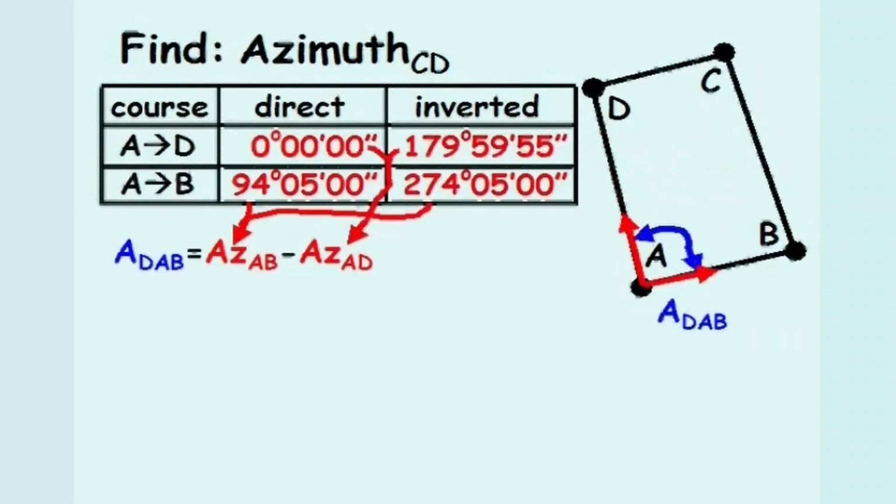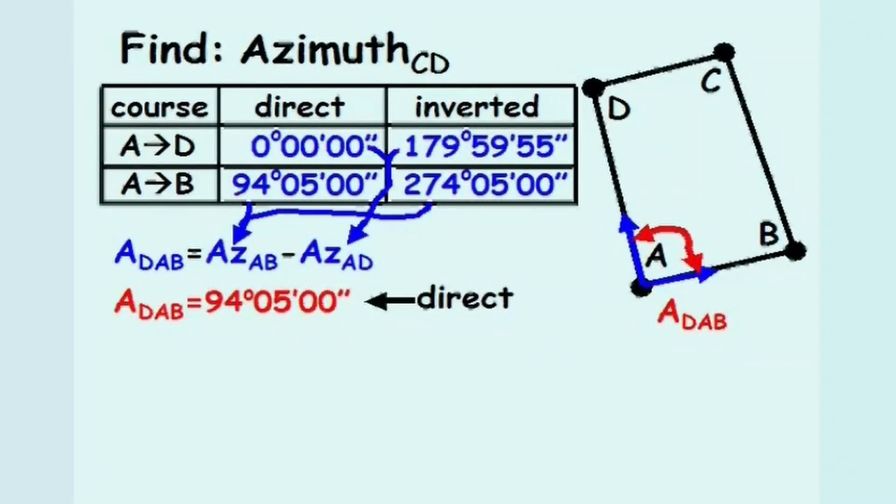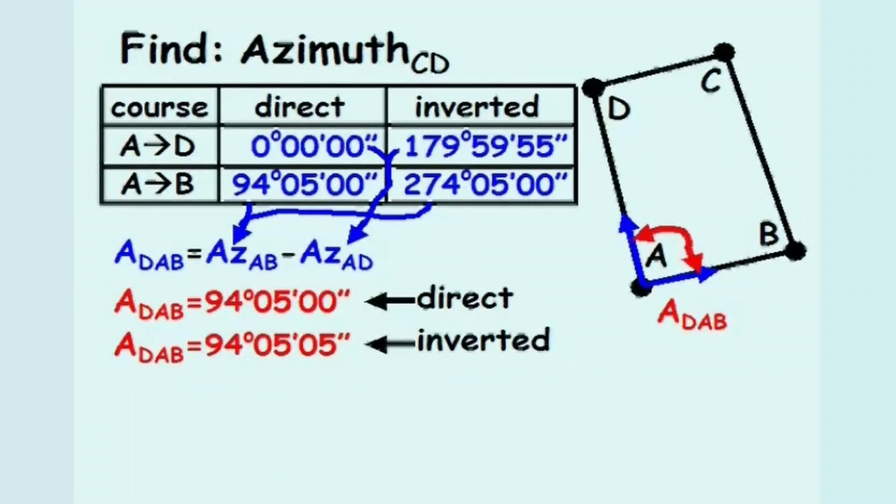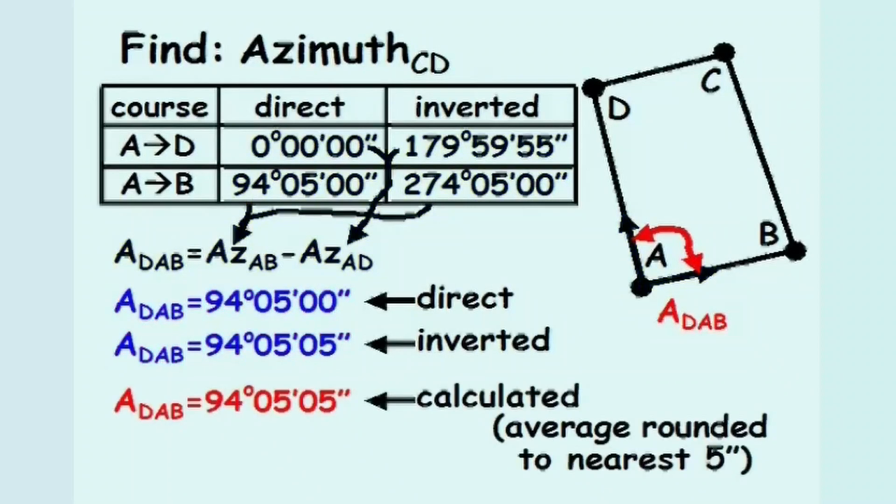After plugging in these values, the calculated measure of angle DAB equals 94 degrees, 5 minutes, 0 seconds for the direct measurement, and 94 degrees, 5 minutes, 5 seconds for the inverted measurement. Since all measurements are made to the nearest 5 seconds, we'll round the average of these two angle measurements up to 94 degrees, 5 minutes, 5 seconds.